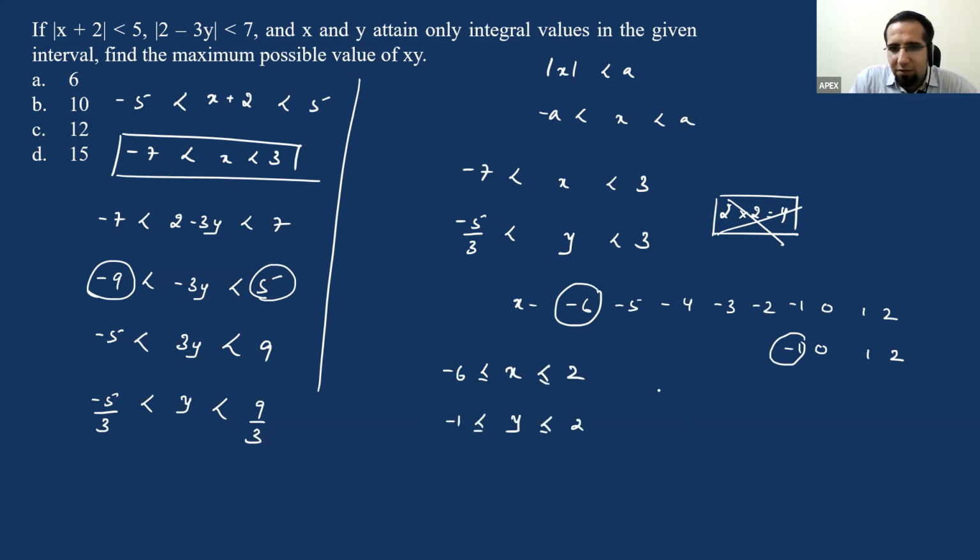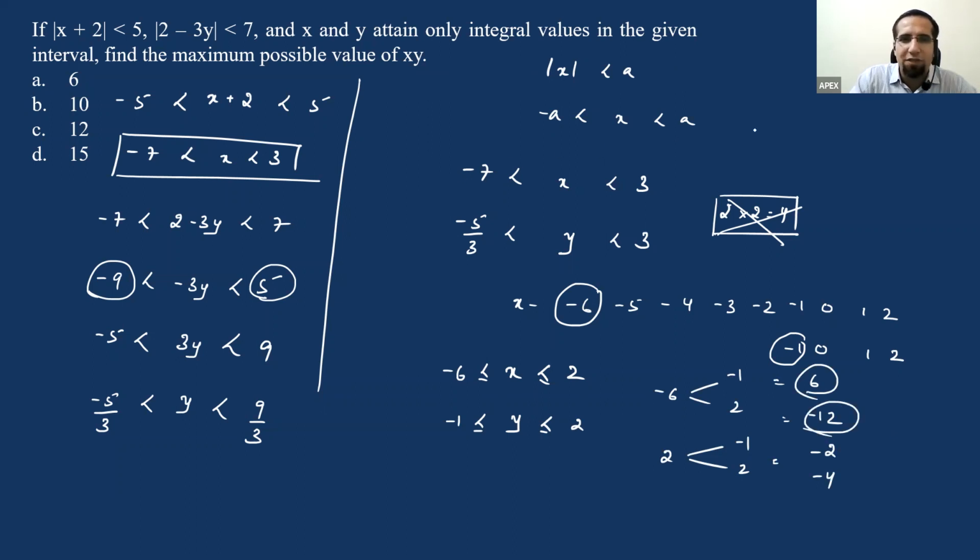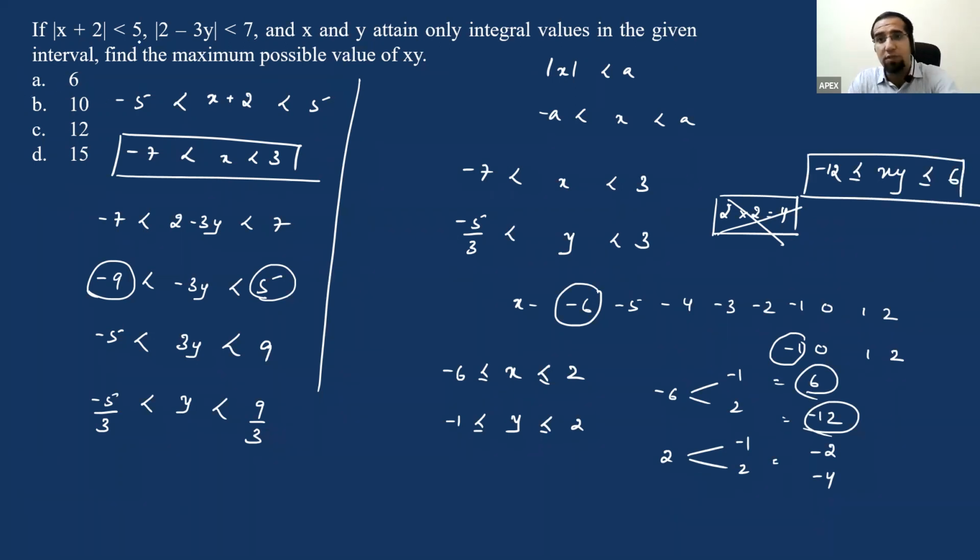Now we have seen in the class, with minus 6, we take minus 1 and 2. This will give you 6 and this will give you minus 12. And with the 2, you will take again minus 1 and 2. This will give you minus 2 and this will give you 4. So we pick up both the extreme ends, 6 and minus 12. So always remember, in this question, xy is greater than or equal to minus 12 and less than or equal to 6. So what is the maximum possible value of xy? The maximum possible value of xy is equal to 6.